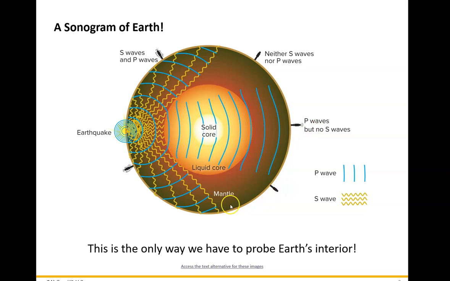Actually, let me mention something else here. You might notice, of course, there's a liquid core. It's mostly liquid. It's liquid iron and nickel, and then there's a solid core. So you might say, well, how do we even know that there's a solid core in here?